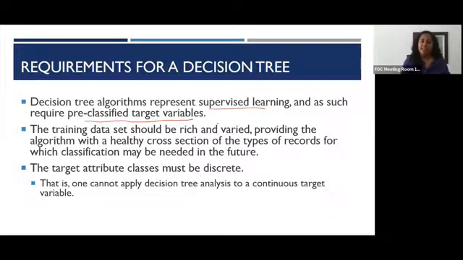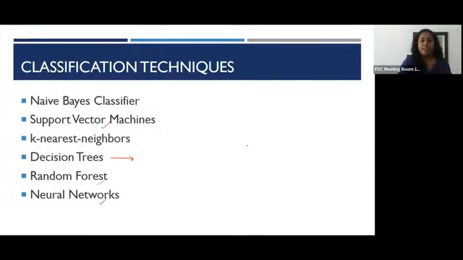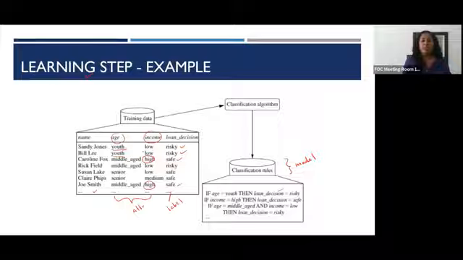That is one thing. The training data set should be rich and varied, providing the algorithm with a healthy cross-section of the types of records for which classification may be needed in the future. Now that is very, very important, students. For example, let's go back to our very initial example. Here you have youth, middle age and senior, right? Suppose seniors are not there in the training data set, then can you test something for the seniors in the testing phase?